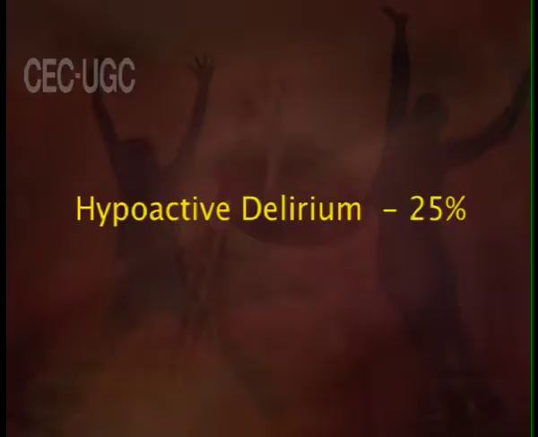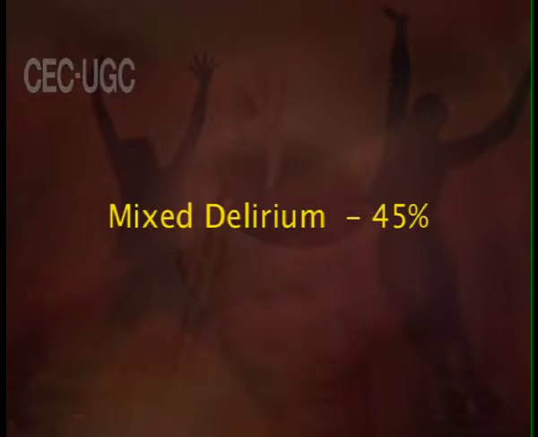Another type of delirium is called hypoactive delirium, which is seen in 25% of the people. Patients here are quiet and withdrawn, and this is often missed on a busy medical ward, leading to increased length of stay and more severe complications. Another type of delirium is called mixed delirium. Here there is a fluctuating pattern which is seen in about 45% of the cases. Let us have a brief look at the causes and the precipitating factors of delirium.